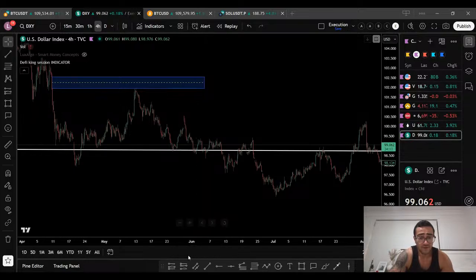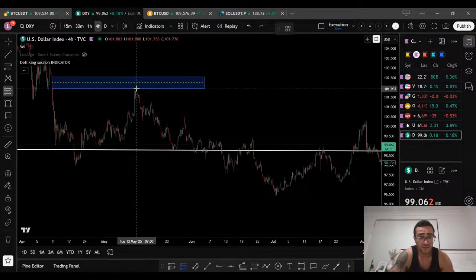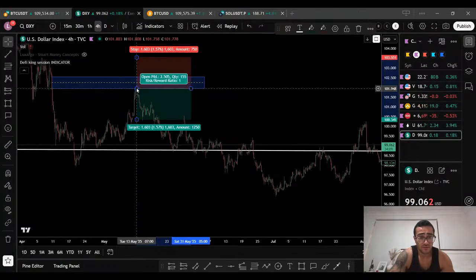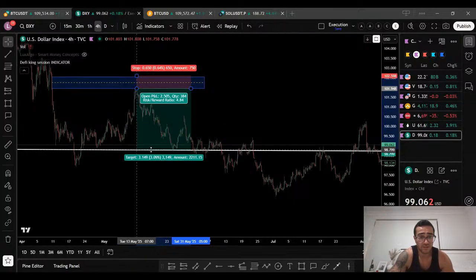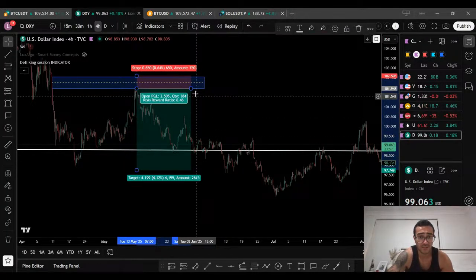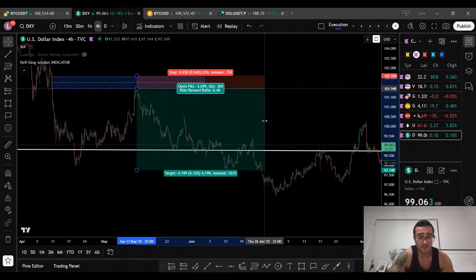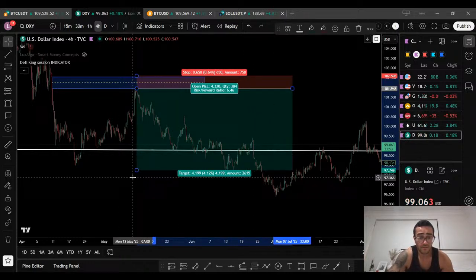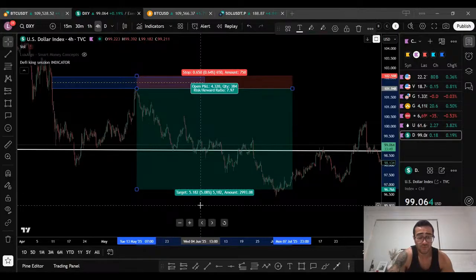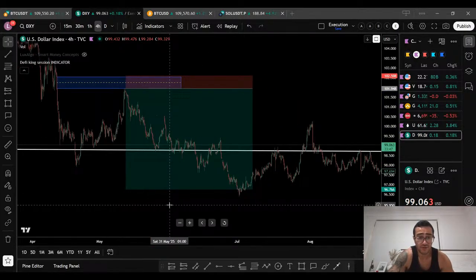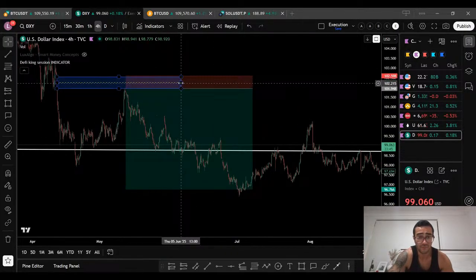So right there, if this was to play out and I was to get inside this trade, I would have only gone for a 2-to-1. But as you can see, it has actually gone for a 7.9 ratio. That is what you call a beautiful trade.